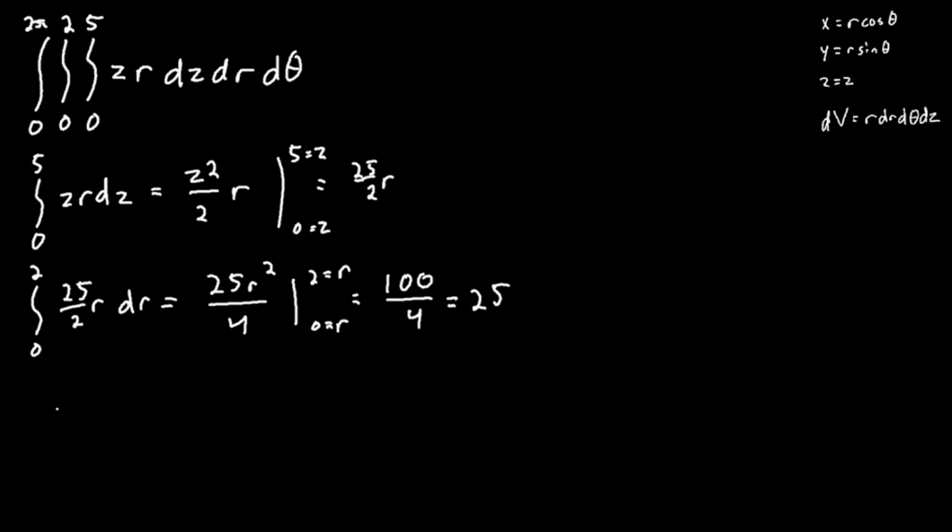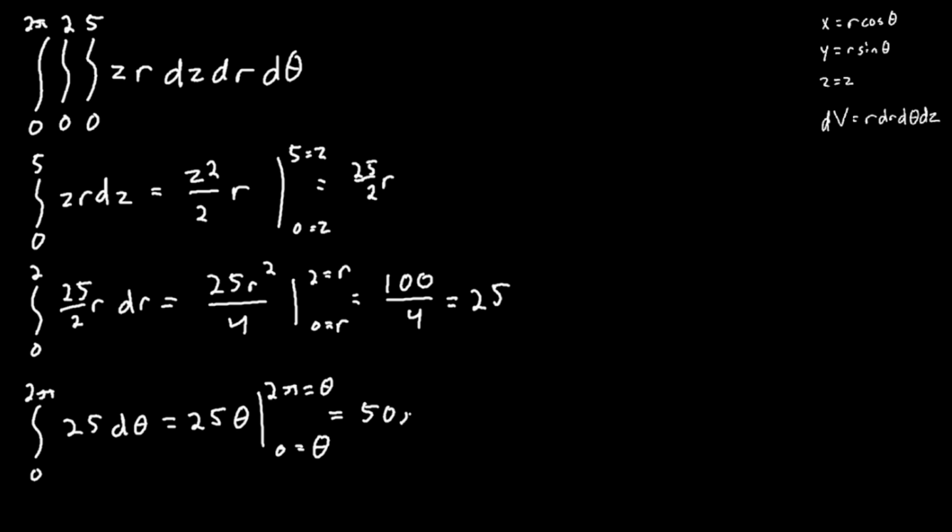One last thing, integrate with respect to theta. So if I integrate 25 with respect to theta, since 25 is already a constant, all we do is multiply 25 by theta, and our bounds are from 0 to 2 pi. And when we substitute 2 pi into theta, you get 50 pi minus 0 when you substitute 0. So omit that, and this is our answer for cylindrical coordinates.